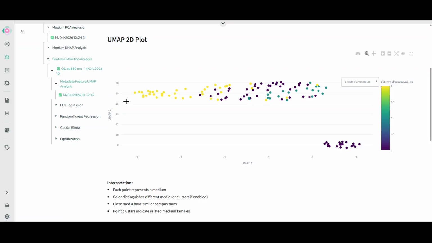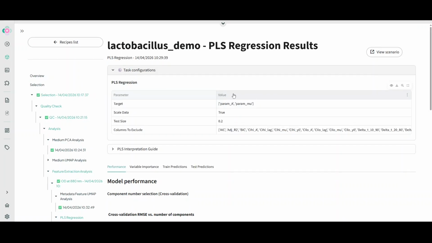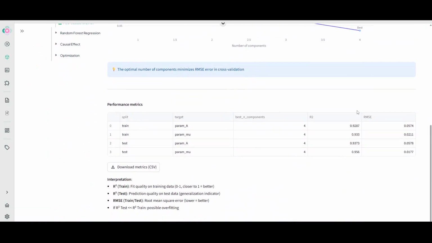Now let's move to PLS regression, where we train a supervised model to predict the growth parameters from the medium composition. We set the target columns to param A and param mu. The model achieves an R-square above 0.9 on the test set for both targets. It's a strong predictive performance.